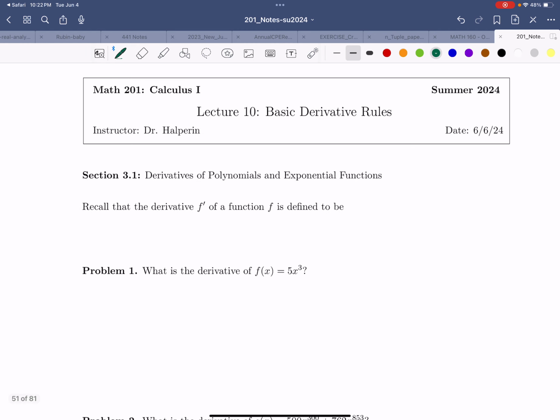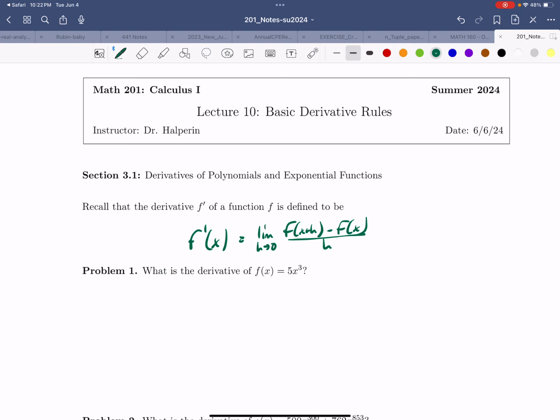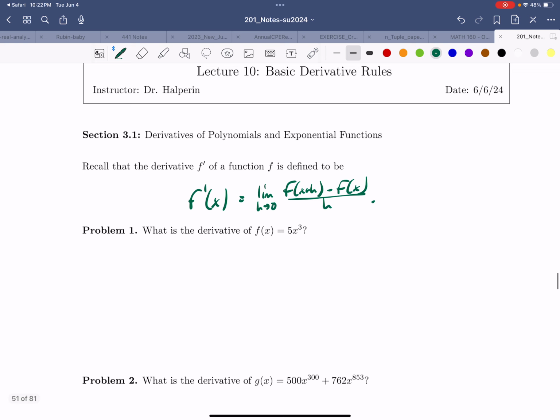First off, we have to start with what we know. And what we know is that the limit definition of the derivative of a function f of x is the limit as h approaches 0 of f of x plus h minus f of x all over h. This is what we're going to use to prove these shortcut rules.